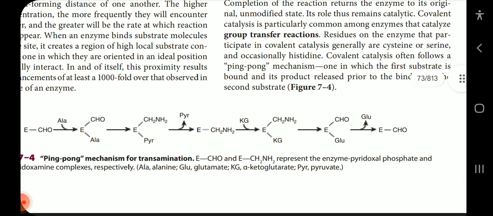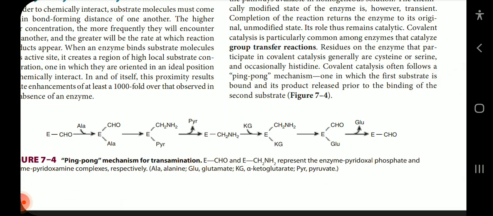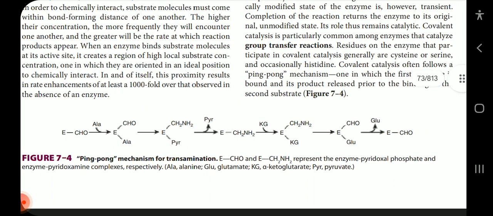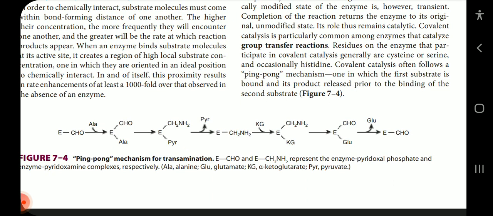Figure 7.4, ping pong mechanism for transamination. ECHO and ECH2NH2 represent the enzyme pyridoxal phosphate and enzyme pyridoxamine complexes respectively. So first alanine will bind and then pyruvate will go off. Then ketoglutarate will bind and then glutamate will leave off. Okay.